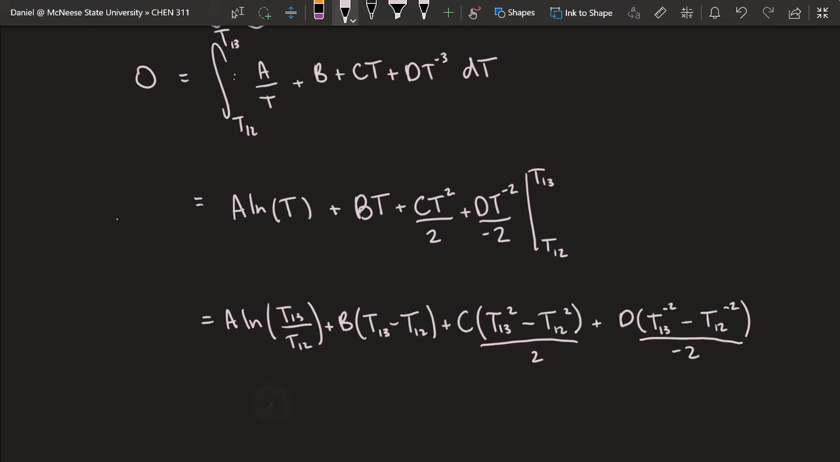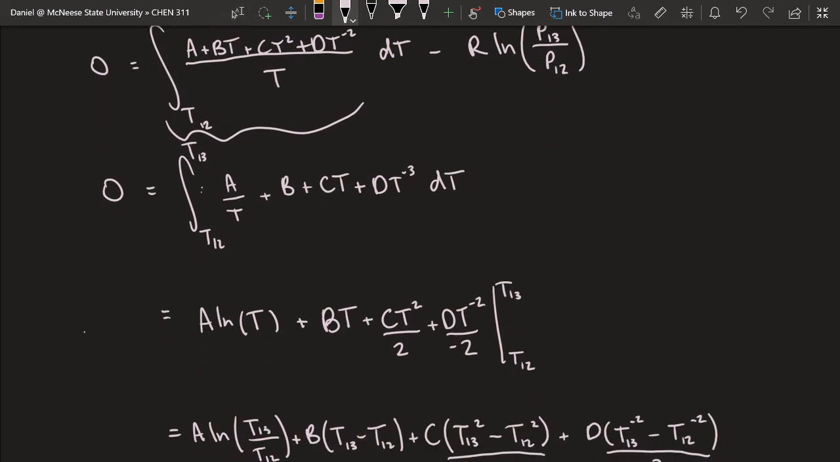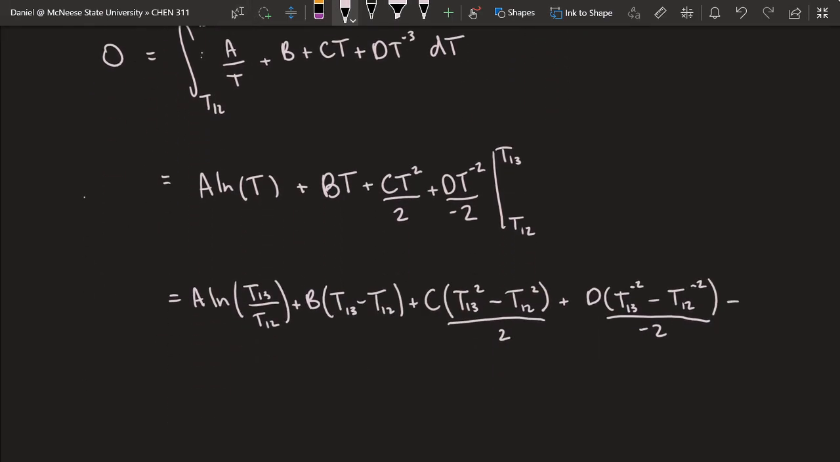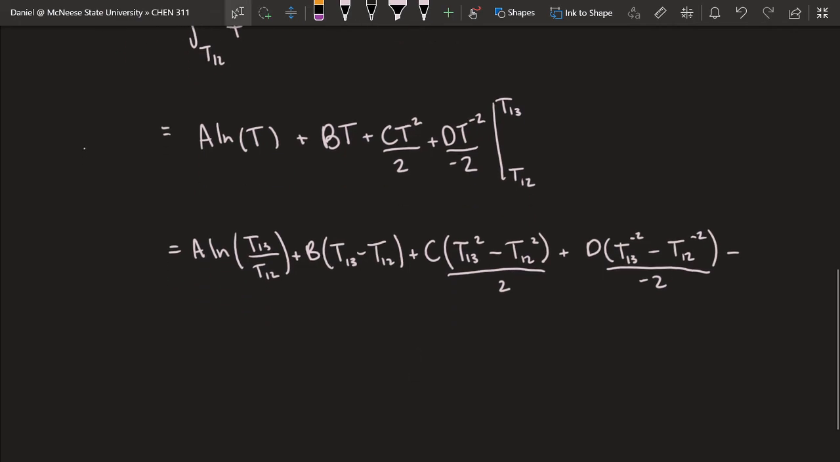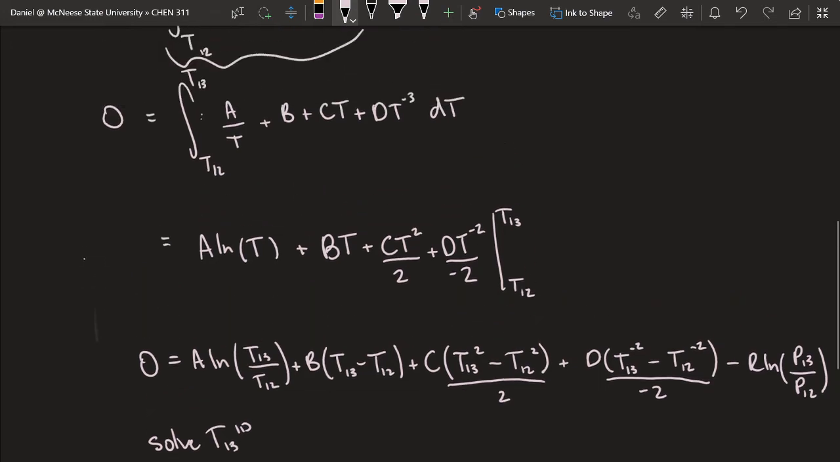All over -2. All right, then you use numerical integration, and you solve this for T13. Simple, and you're done. So then you have your T13 ideal. Once you have your T13 ideal, you can use that in your energy balance up here.